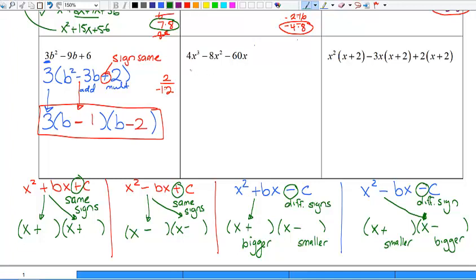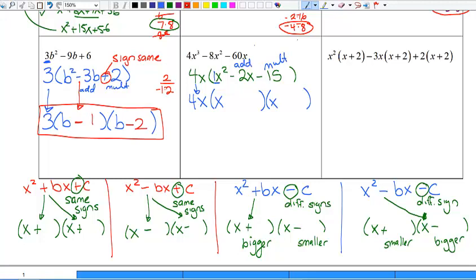On the next problem, I have a GCF of 4x. Now that I factored out the GCF of 4x, now I have a leading coefficient of 1, which is what I want for my easy trinomials. Don't forget to pull the 4x down. I know I have an x and x in the front. I'm looking for two numbers that multiply to negative 15 and add to negative 2 at the same time.